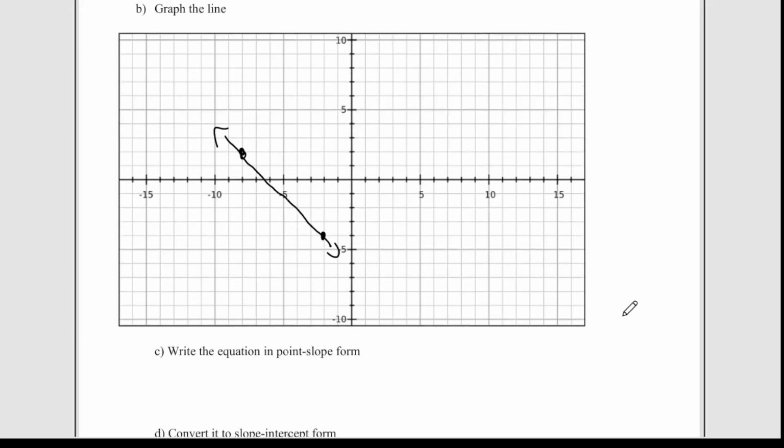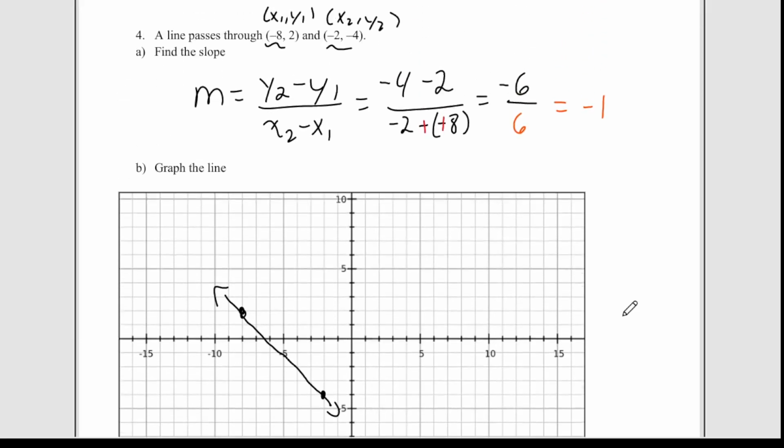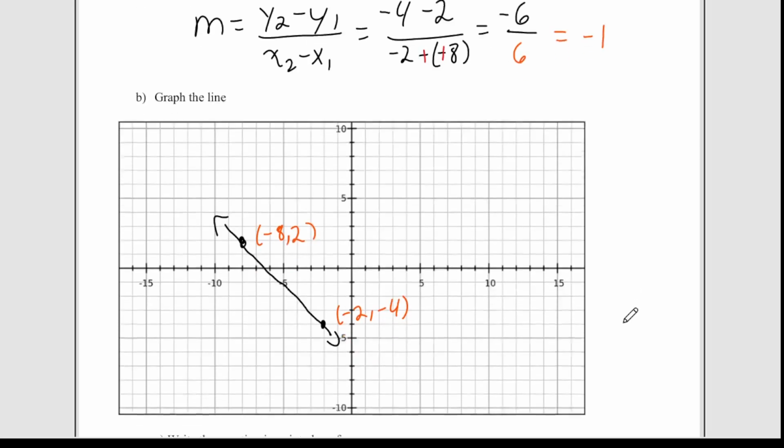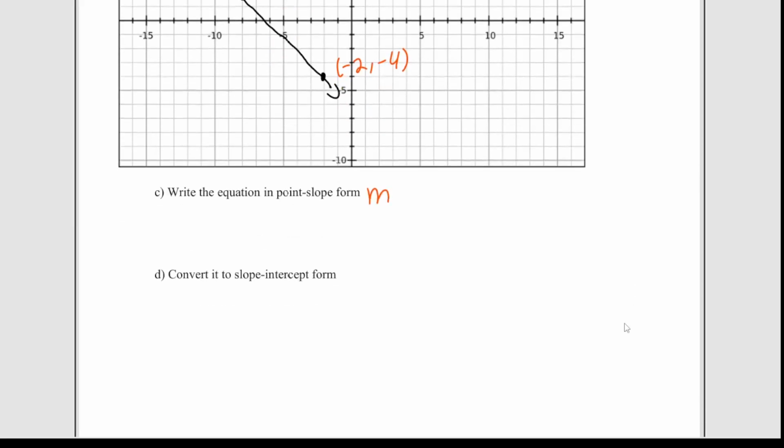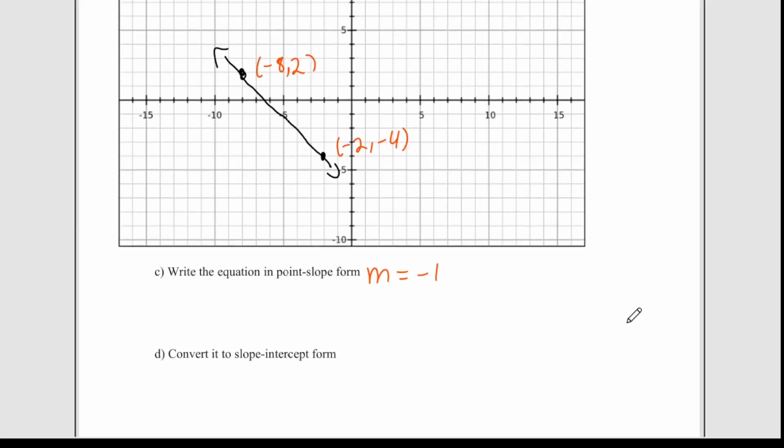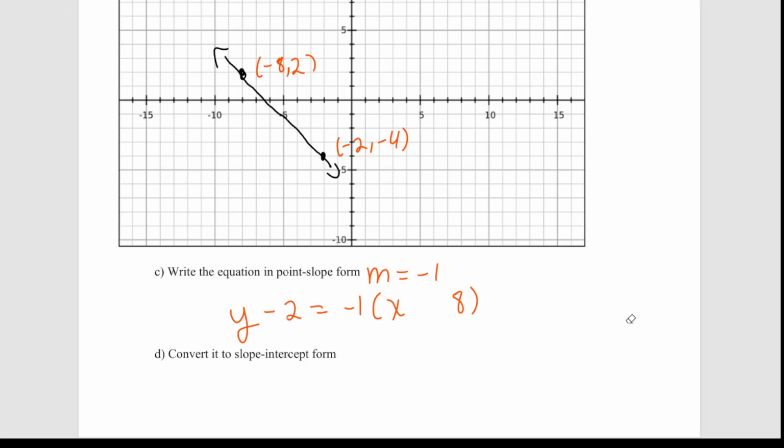Then if we want point slope form, well, our point, we can pick one of these two. Let's say we want to roll with the point over here of negative 8 comma 2, although we also could equivalently roll with negative 2 comma negative 4. Either way, if we want to plug that into point slope form and that slope is negative 1, we're going to have y minus 2 is equal to negative 1 times x minus a negative 8 if we plug in the first point. Minus a negative 8 would be most commonly written as plus positive 8.